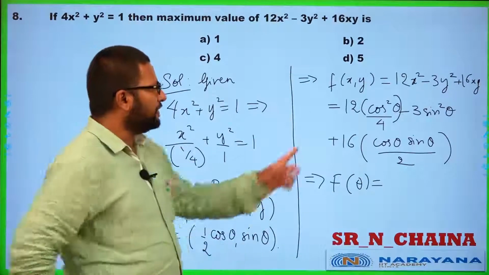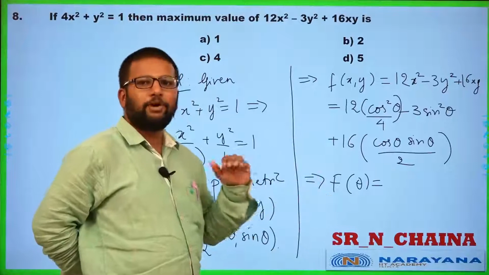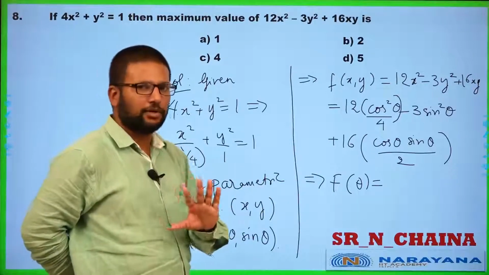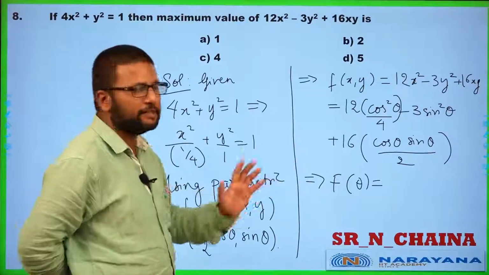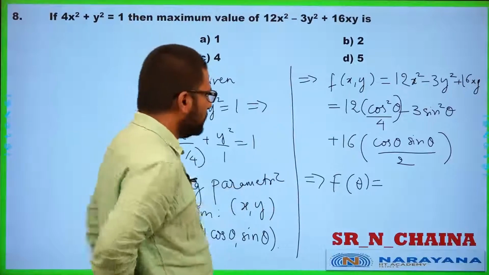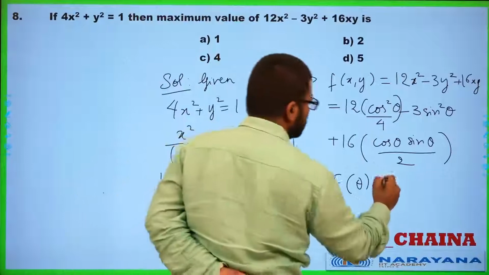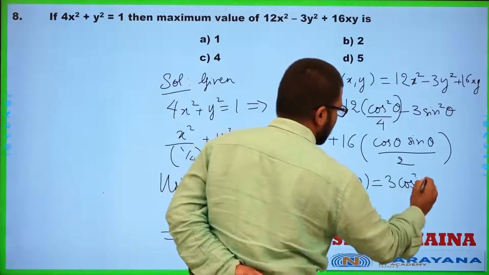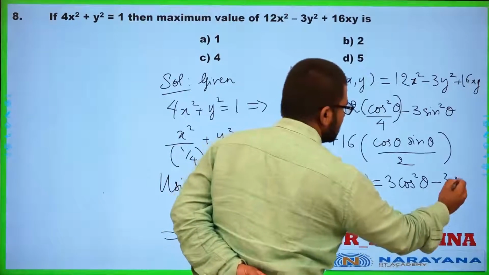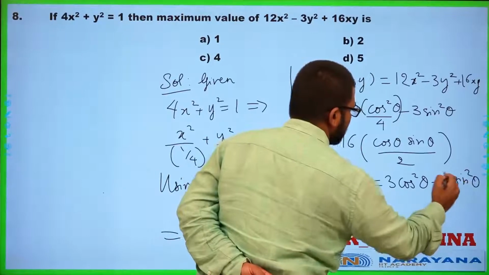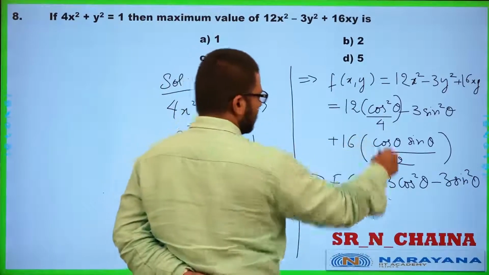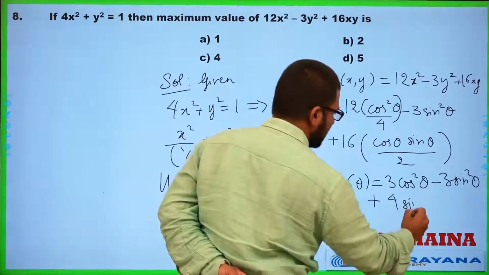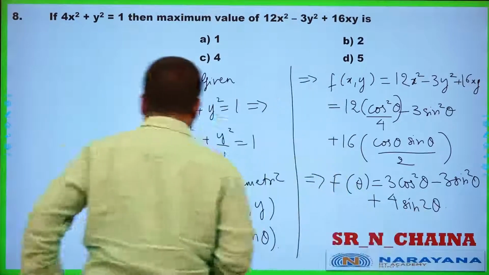Why are we going from small f to capital F? Because it is a different function. That's all. It's just a technical issue that we should be careful about. It doesn't change our answer in any way. So this will become 3 cos square theta minus 3 sin square theta plus 8 sin theta cos theta, so 4 sin 2 theta, correct?